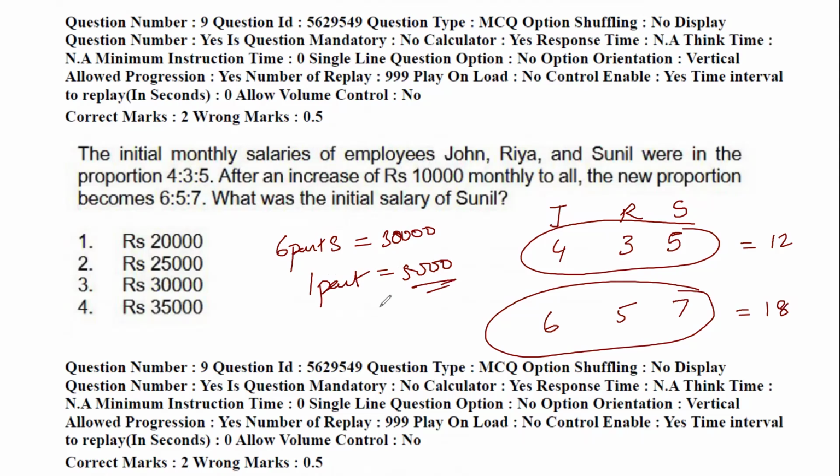Therefore, what was the initial salary of Sunil? Sunil is 5 parts, so 5 fives are 25,000. B is the answer. No need to use 4x, 3x, 5x, and all that rubbish. Just do it in parts.